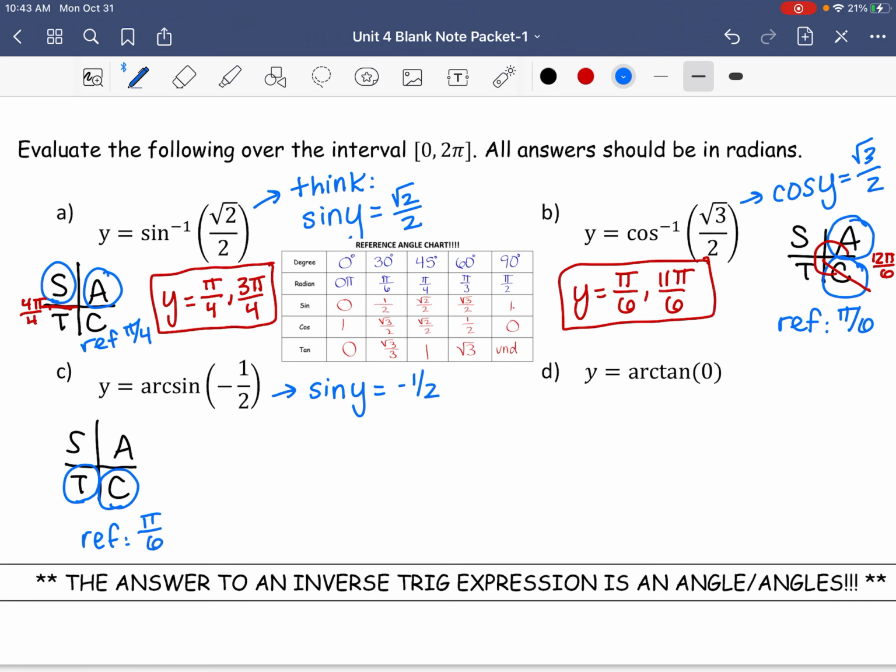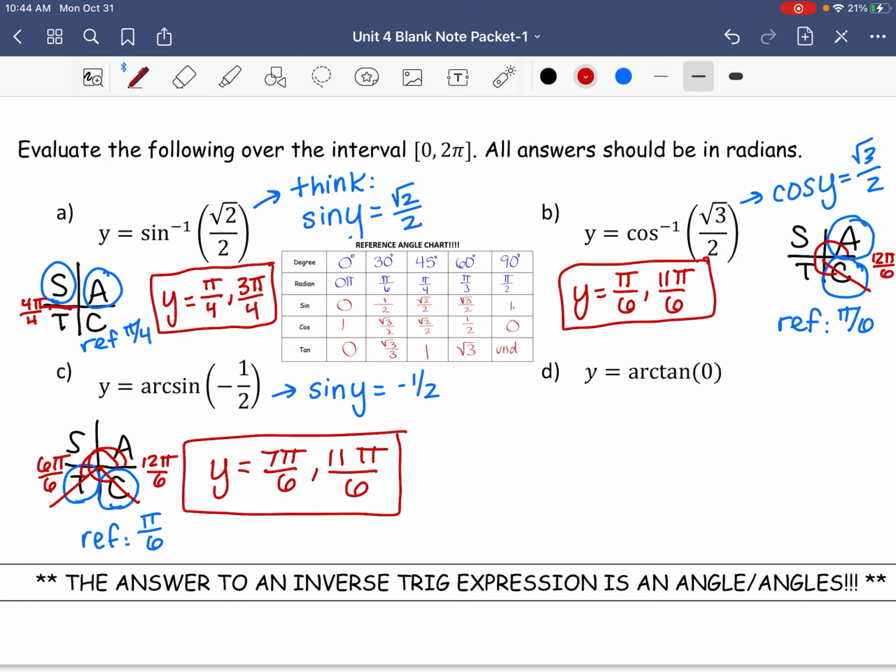Hopefully you're getting pi over 6. Pi over 6 is not one of my final answers, though. Around to here is 6 pi over 6. So in this third quadrant, I get 7 pi over 6. A full circle is 12 pi over 6. So here in the fourth quadrant, I get 11 pi over 6.